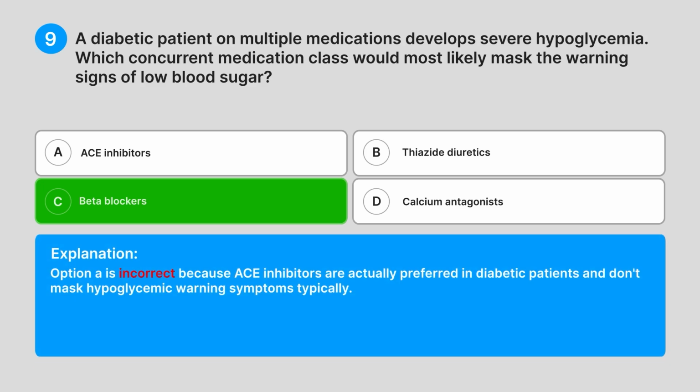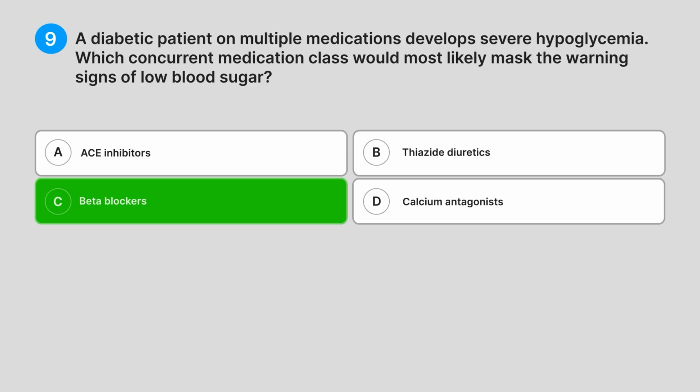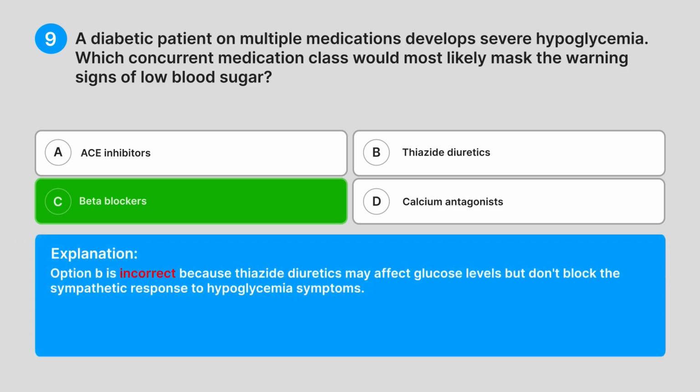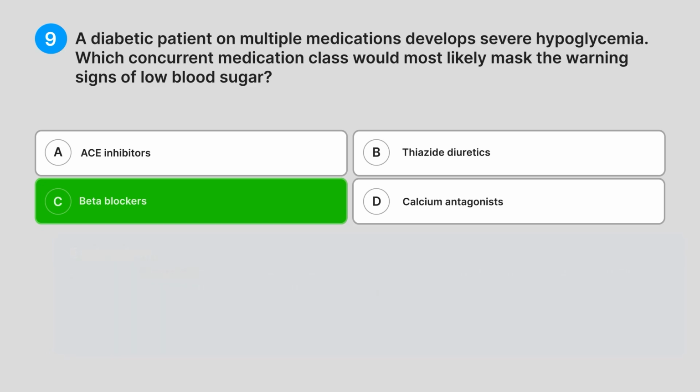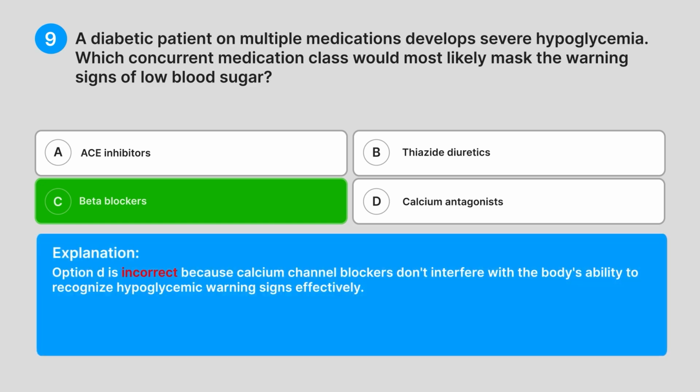Option A is incorrect because ACE inhibitors are actually preferred in diabetic patients and don't mask hypoglycemic warning symptoms typically. Option B is incorrect because thiazide diuretics may affect glucose levels, but don't block the sympathetic response to hypoglycemia symptoms. Option D is incorrect because calcium channel blockers don't interfere with the body's ability to recognize hypoglycemic warning signs effectively.